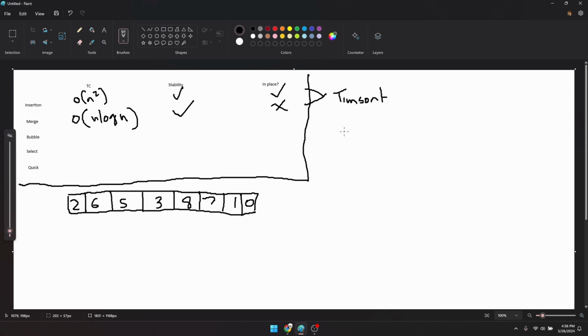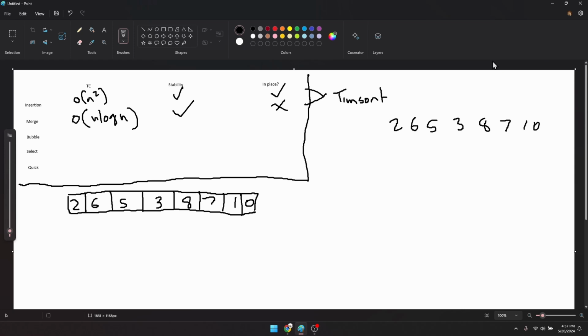So now we can move on to bubble sort, and bubble sort is going to be the simplest sorting algorithm, a very beginner friendly sorting algorithm that's also very slow. So here you have your array 2, 6, 5, 3, 8, 7, 1, 0, and essentially the idea of bubble sort is you'll iterate through the array comparing two adjacent values and swapping them if they're in the incorrect order.